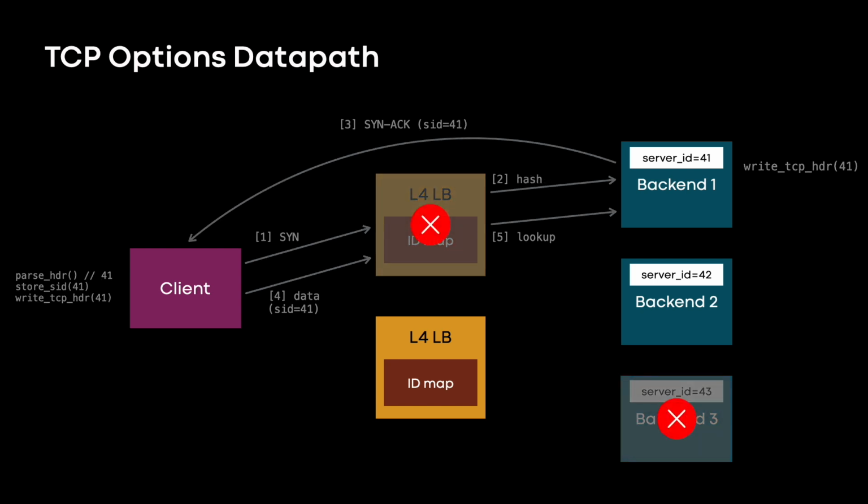As Aman described earlier, when we lose both load balancers and backends, the consistent hashing may result in some percentage of misroutes. So in such a case, the client continues sending packets with a server ID hint, and the new load balancer is handling those packets, but it has exactly the same map. It parses the TCP options the same way and knows exactly that server ID 41 should be sent to that backend.